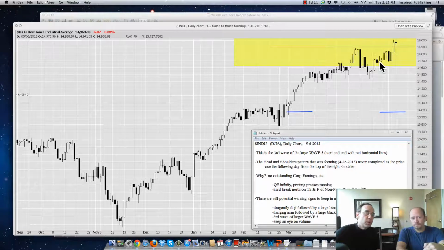Correct. From this point here where we were the day that we did this talk, we were looking for it to come back down to here, right across here. It would have needed to come down to there in order to complete. And then once it completed, we would expect, as an entry point to break south, these blue lines here would have been the calculated target, because from our neckline right here to the top of our head, that distance right there, we measured from the neckline down to these blue lines right here. Right. And that would have been a calculated target.